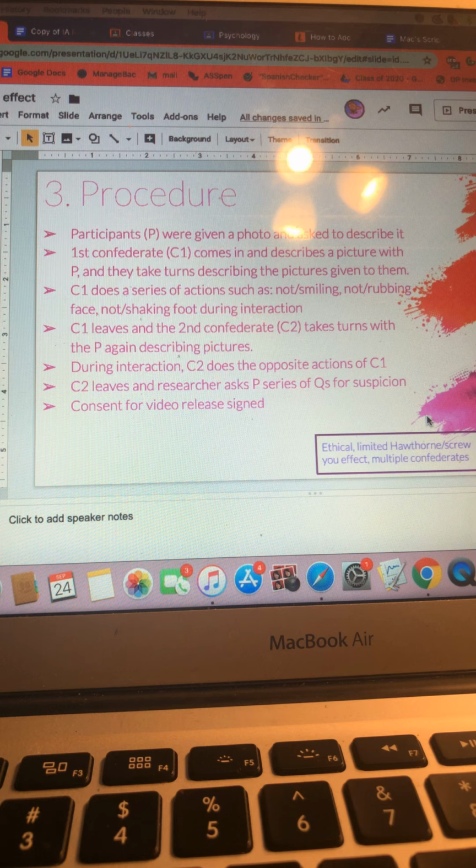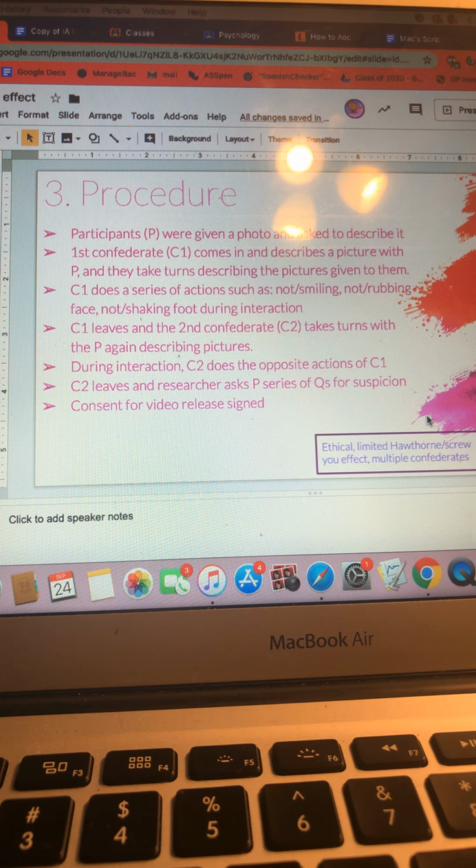Now, the first confederate, C1, does a series of actions during this interaction with the participant, and these include smiling or not smiling, rubbing or not rubbing the face, shaking the foot or not shaking the foot.